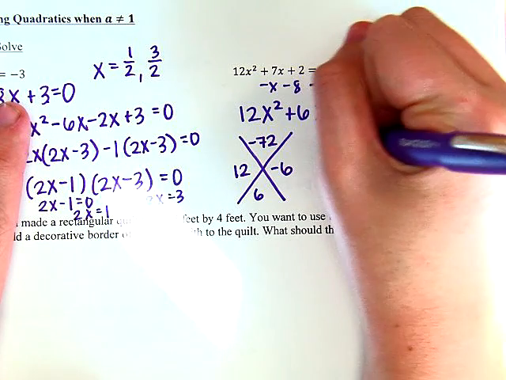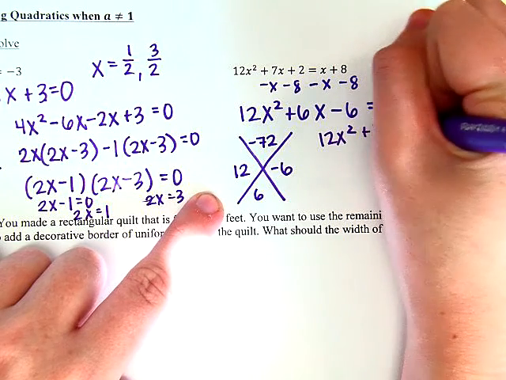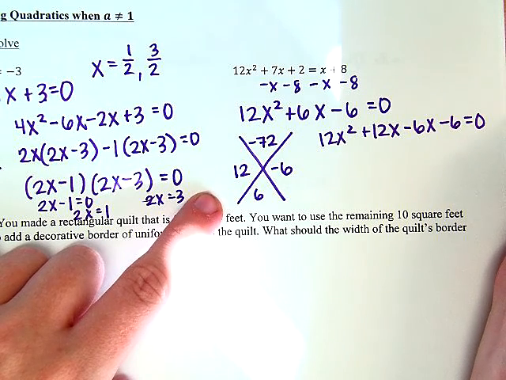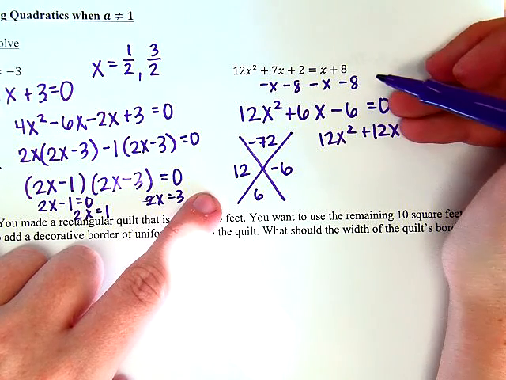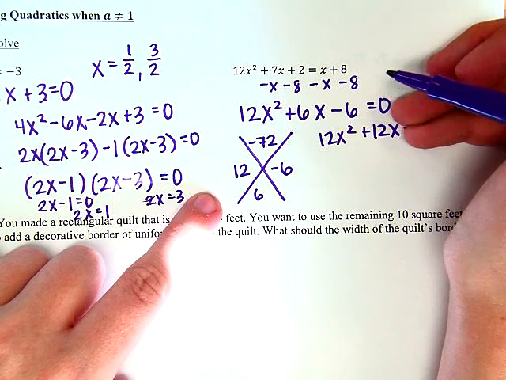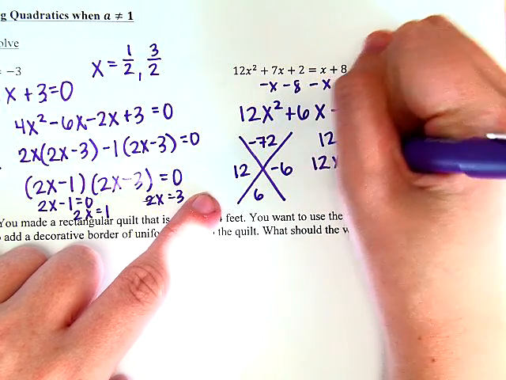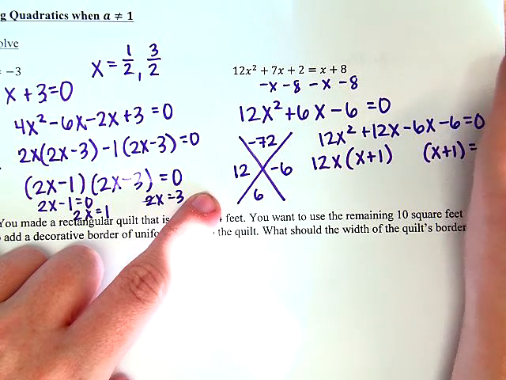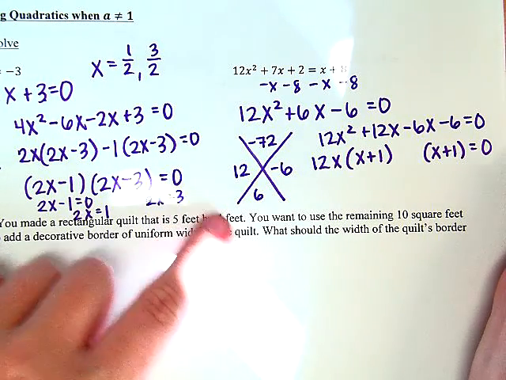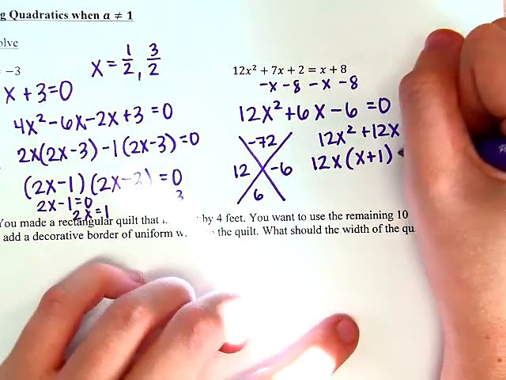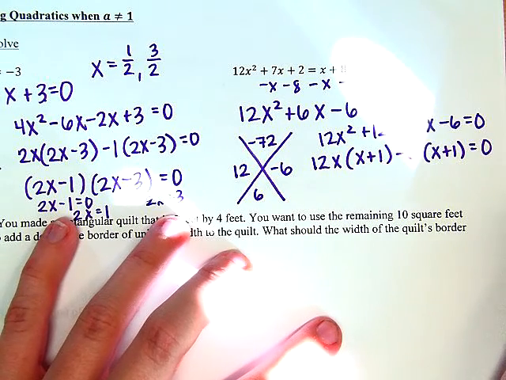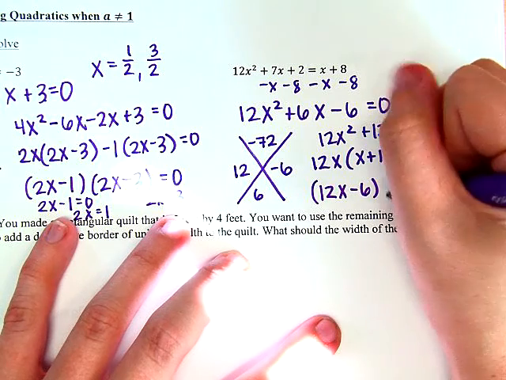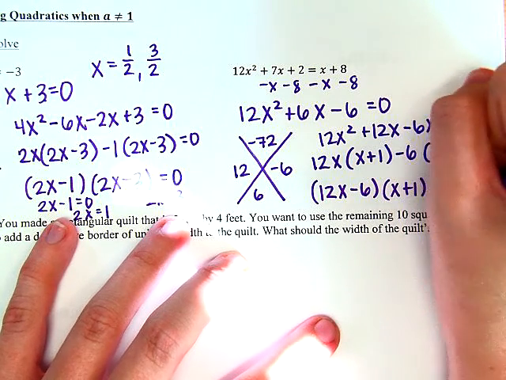So I change it to 12x squared plus 12x minus 6x minus 6 equals 0. Now I can do my grouping. I look at the first two. What do they have in common that I can take out? A 12x. I'm left with x plus 1, which also has to be over here. They have to be the same. So then what do I multiply by so that x becomes negative 6x? That would be negative 6. So my two factors are 12x minus 6 and x plus 1 equal to 0.